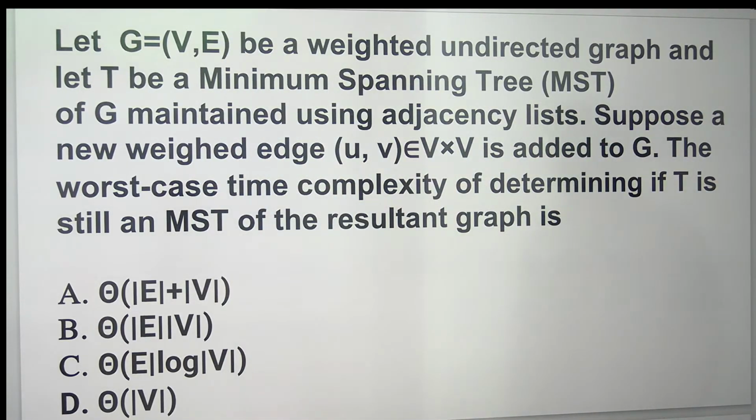Let G equal V comma E be a weighted undirected graph, and let T be a minimum spanning tree of G maintained using an adjacency list. Suppose a new weighted edge is added to G. The worst case time complexity of determining if T is still an MST of the resultant graph.